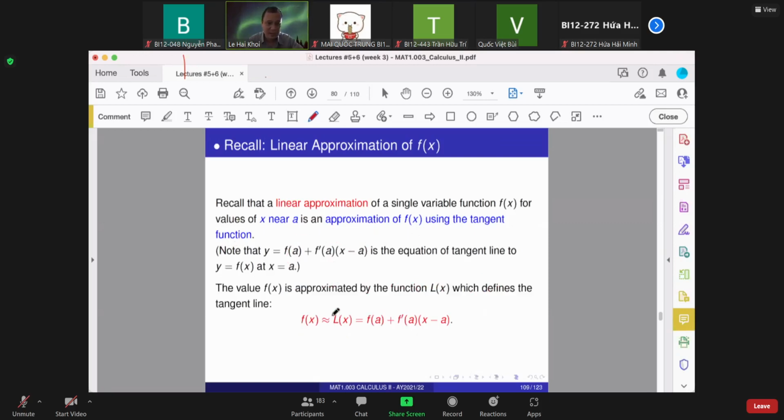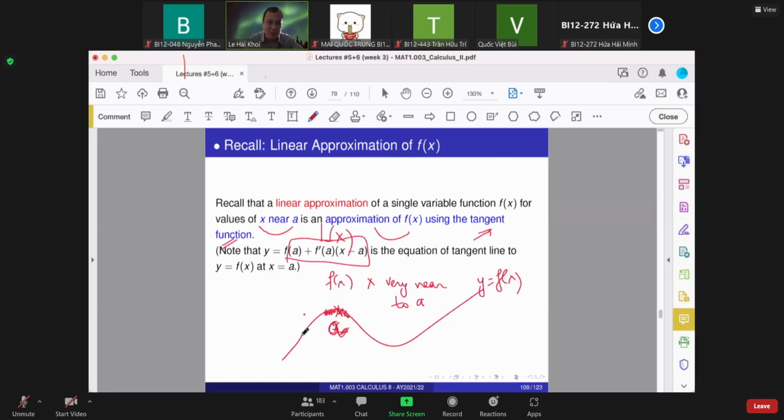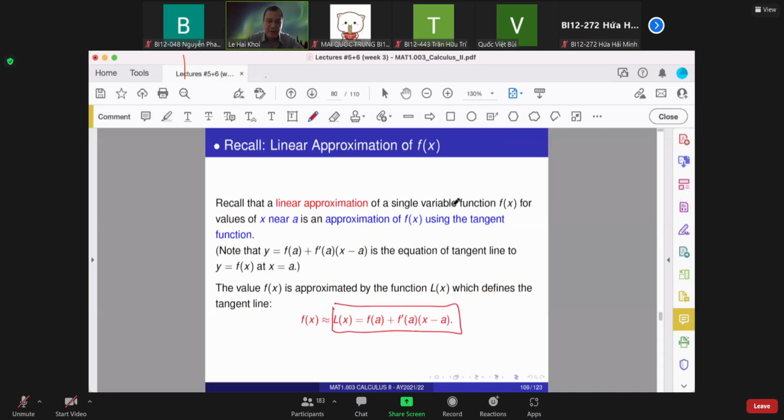So here, instead of working on that complicated f, you find the linear function L(x), which is actually the equation of the tangent line, and you can approximate it. You consider f(x) is almost the same as L(x) for all x very near to a point a.